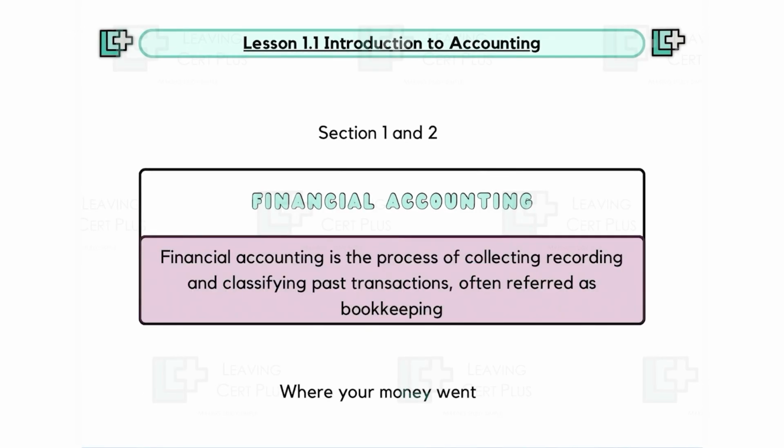Hi, this is Lesson 1.1, Introduction to Accounting. All I'm going to do in this very short session is explain to you the difference between financial accounting and management accounting. Financial accounting is section 1 and 2 in your paper.